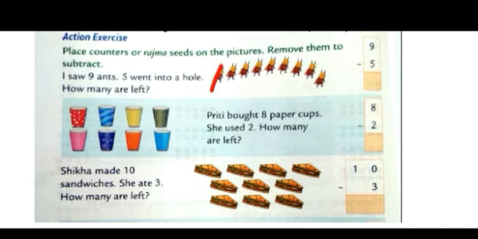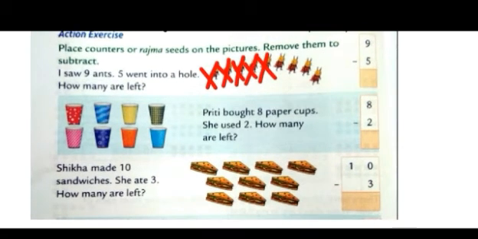1, 2, 3, 4, 5. So how many are left? Now see, first we need to arrange the numbers. It's already done here. 9 ants are there. 5 went into the hole. How many are left? So after cutting 5, how many are left?